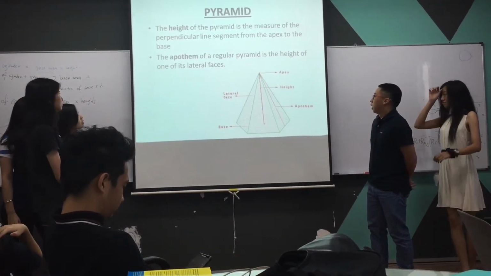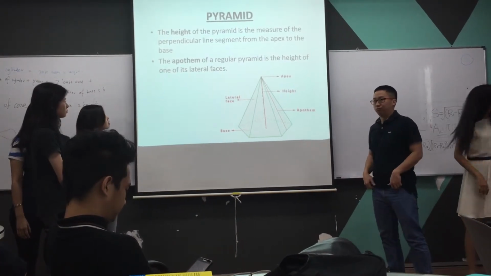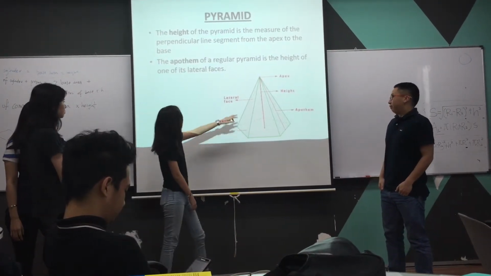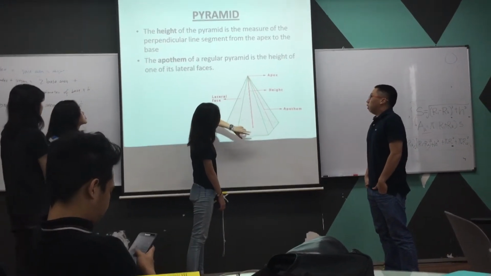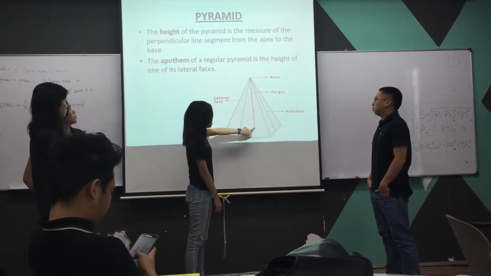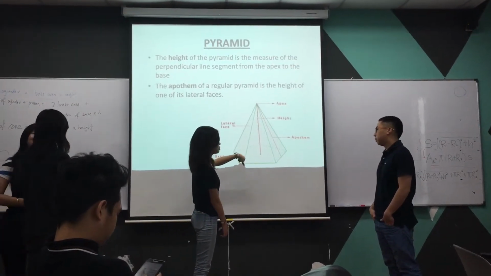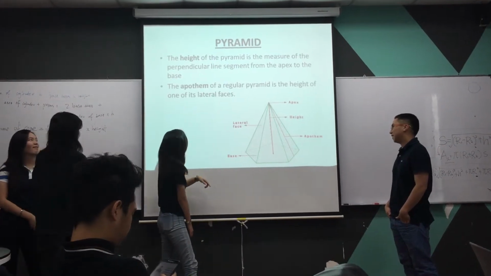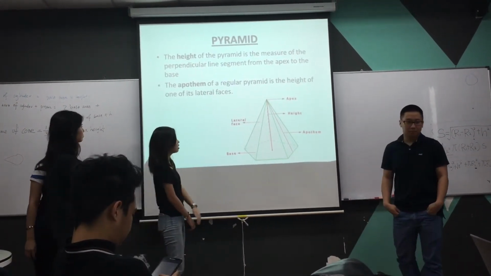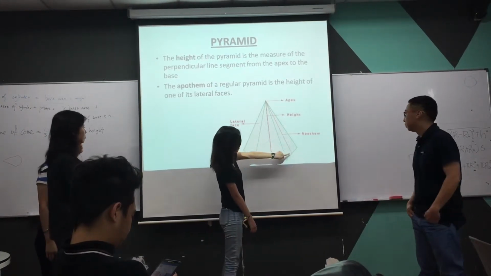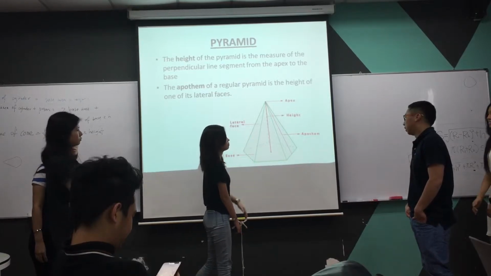The pyramid. The height of the pyramid is the measure of the perpendicular line segment from the apex to the base. Basically, the height of the pyramid can be measured from the apex down to the middle of the base. The apothem of a regular pyramid is the height of one of its lateral faces. This is the apothem, the height of one of the surfaces of the pyramid.